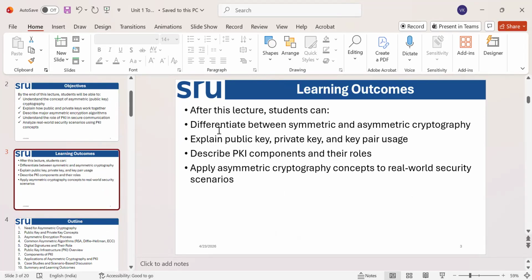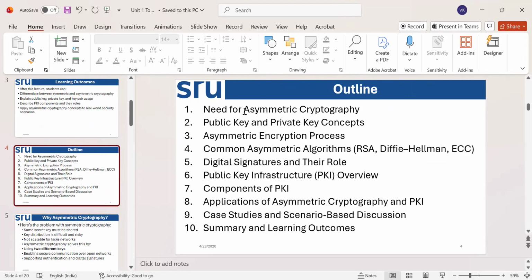So we will learn to differentiate between symmetric and asymmetric cryptography, and we will understand how the public key, private key, and key pair are used. We will understand the PKI components and their roles, and also we will study some real-world scenarios for asymmetric cryptography. So the outline of today's discussion is asymmetric cryptography, public and private key, asymmetric encryption, common asymmetric algorithms, then the public key infrastructure, then components of public key infrastructure, then applications of asymmetric cryptography and PKI, and case studies, summary and learning.